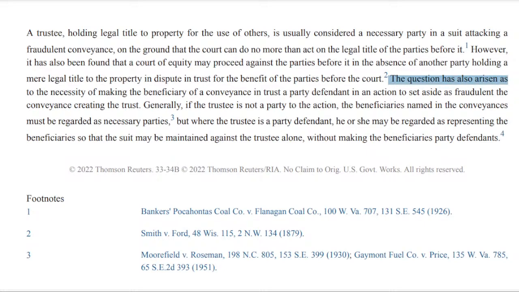The question has also arisen as to the necessity of making the beneficiary of a conveyance in a trust a party defendant in an action to set aside as fraudulent the conveyance creating the trust. Generally, if the trustee is not a party to the action, the beneficiaries named in the conveyances must be regarded as necessary parties. But where the trustee is a party defendant, he or she may be regarded as representing the beneficiaries, so that the suit may be maintained against the trustee alone, without making the beneficiaries party defendants. So here's where we're finding out where you're going to have standing and against whom, with the personal jurisdiction that you're going to bring for this action for a fraudulent conveyance.